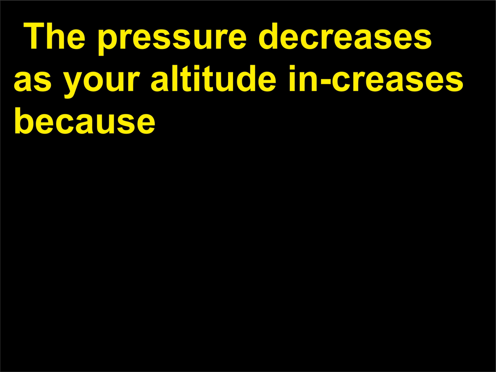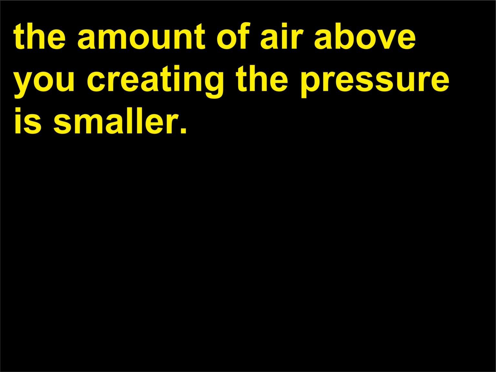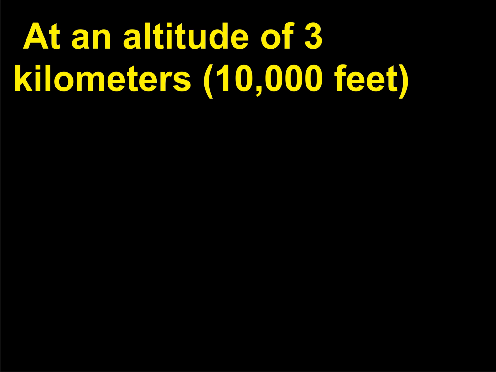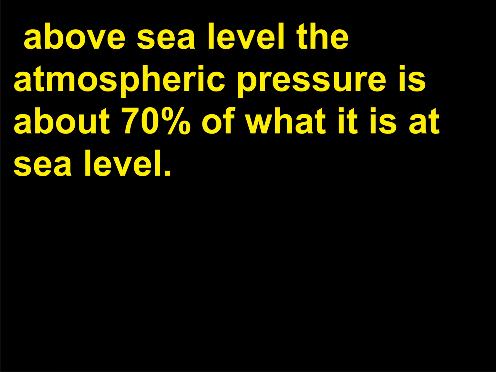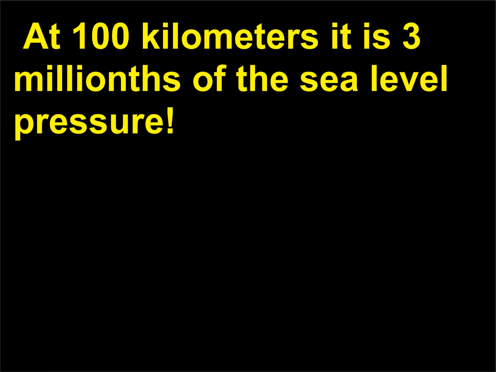The pressure decreases as your altitude increases because the amount of air above you creating the pressure is smaller. At an altitude of 3 kilometers, 10,000 feet above sea level, the atmospheric pressure is about 70% of what it is at sea level. At 100 kilometers it is 3 millionths of the sea level pressure.